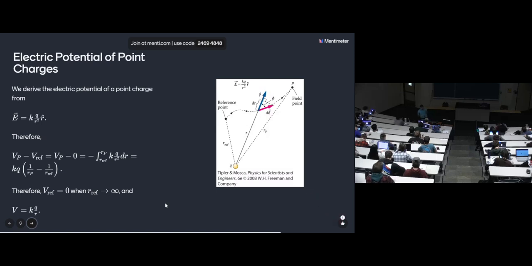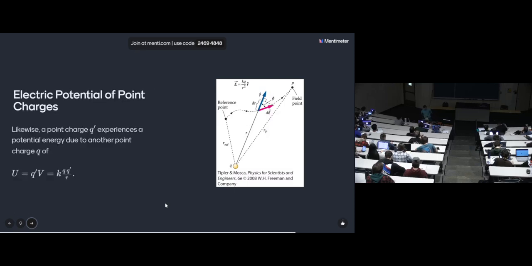The main takeaway here is that, bottom line, the potential for a point charge is kq over r. And like I was saying, if you want to know the potential energy, it's going to be k q of the first charge times q of the second charge over r. That would be the potential energy stored between two charges in proximity to one another.